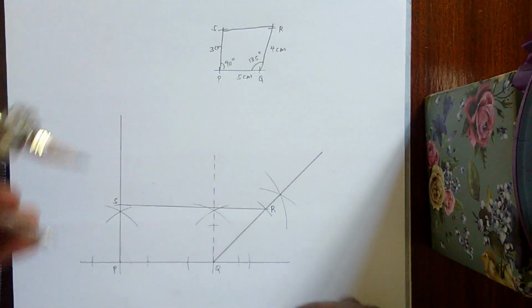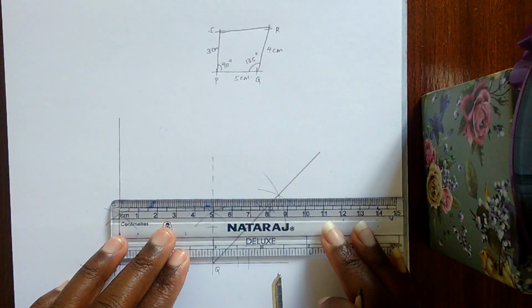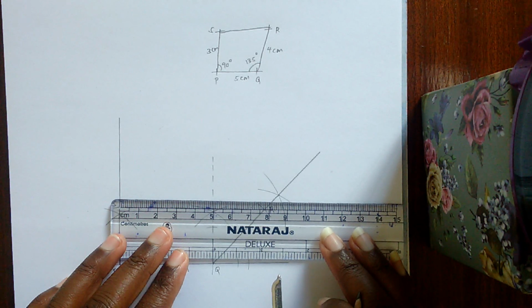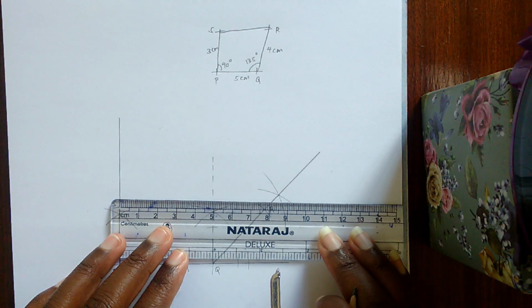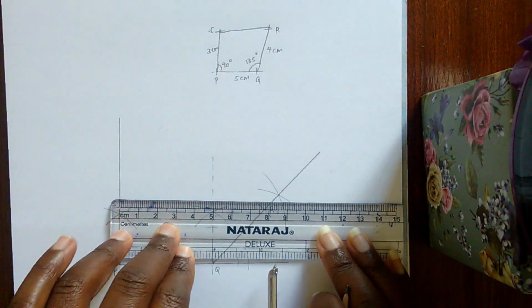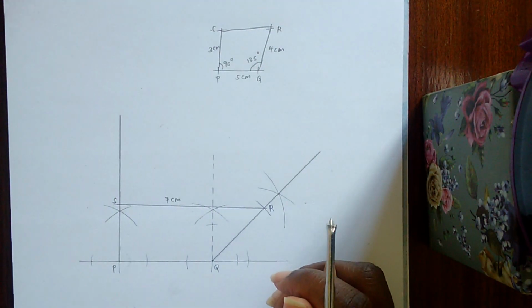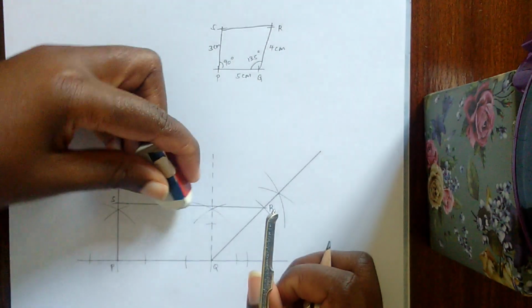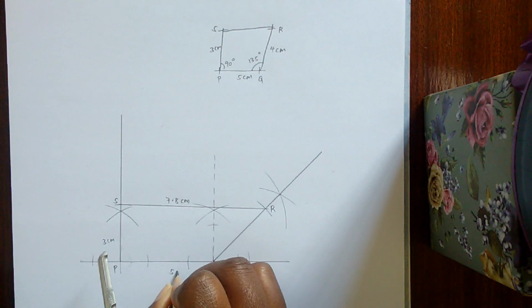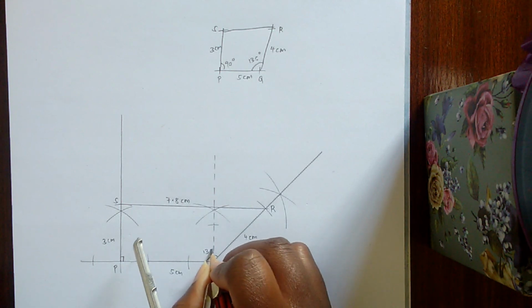Then we can measure the length of SR using a ruler. SR is 7.8 centimeters. So this is 7.8 centimeters. This was 3 centimeters, 5 centimeters, 4 centimeters. This is a right angle and this is angle 135 degrees.